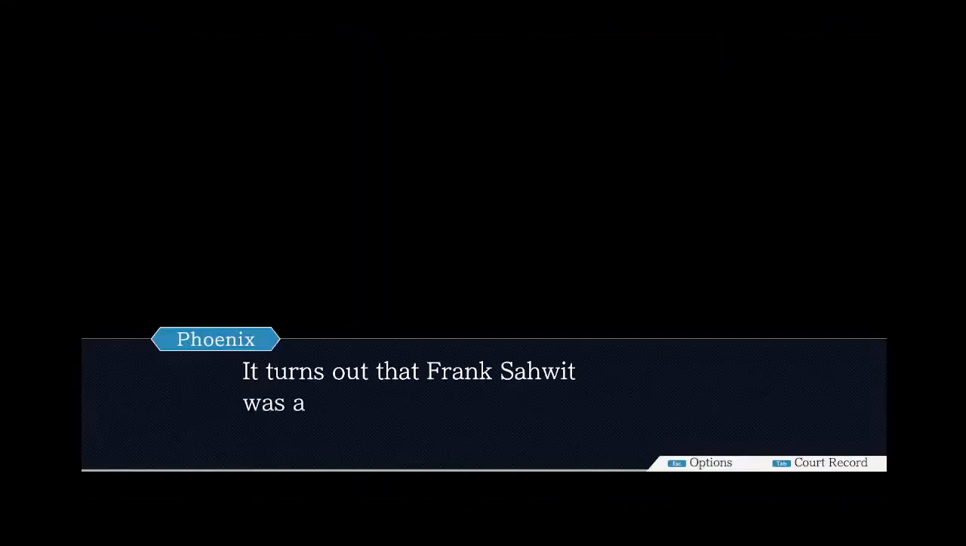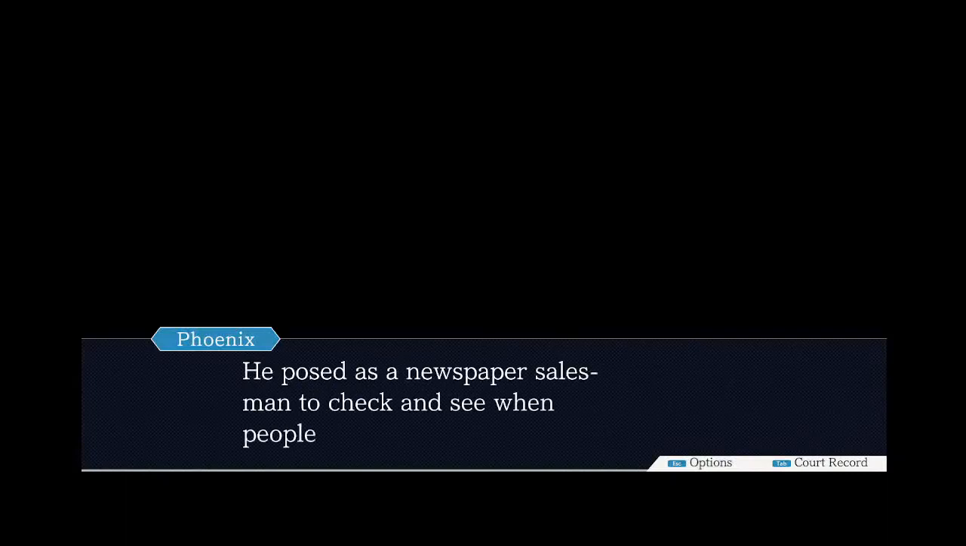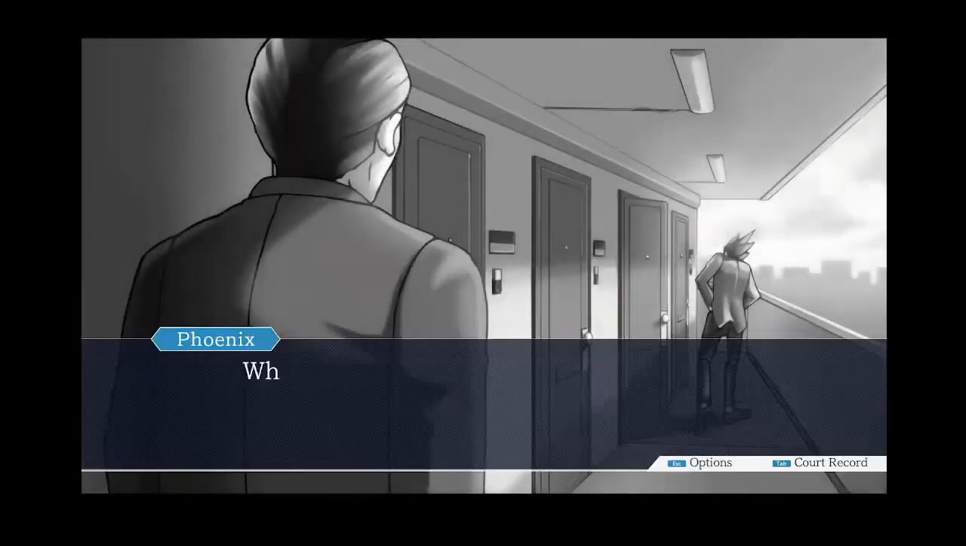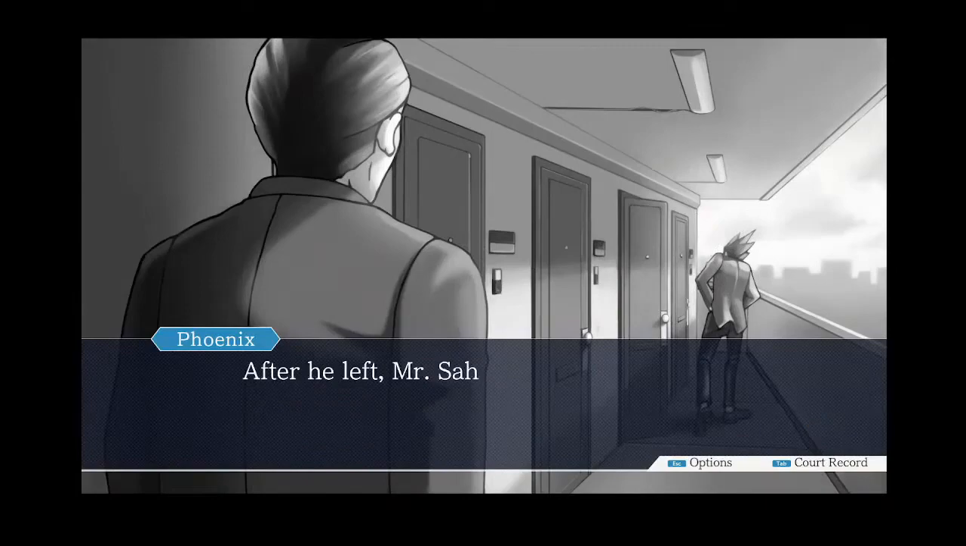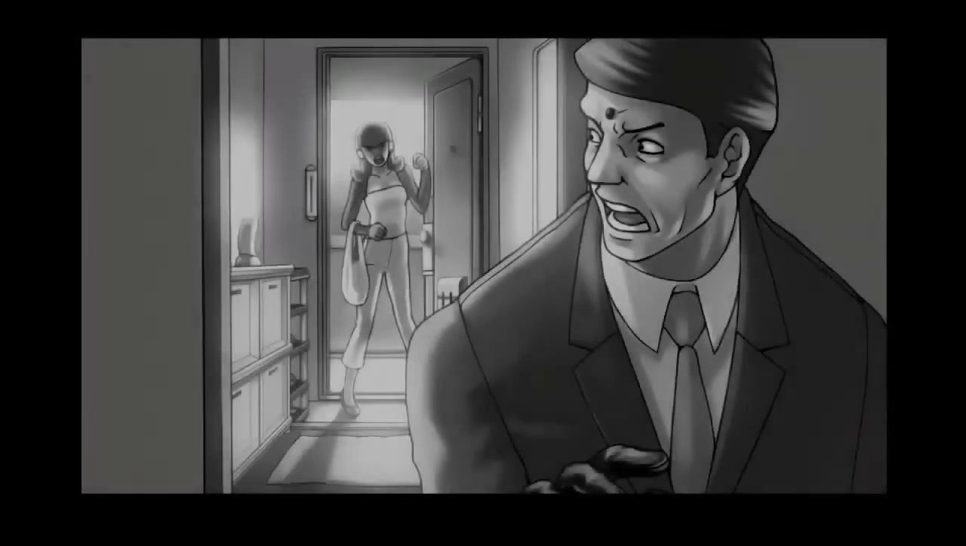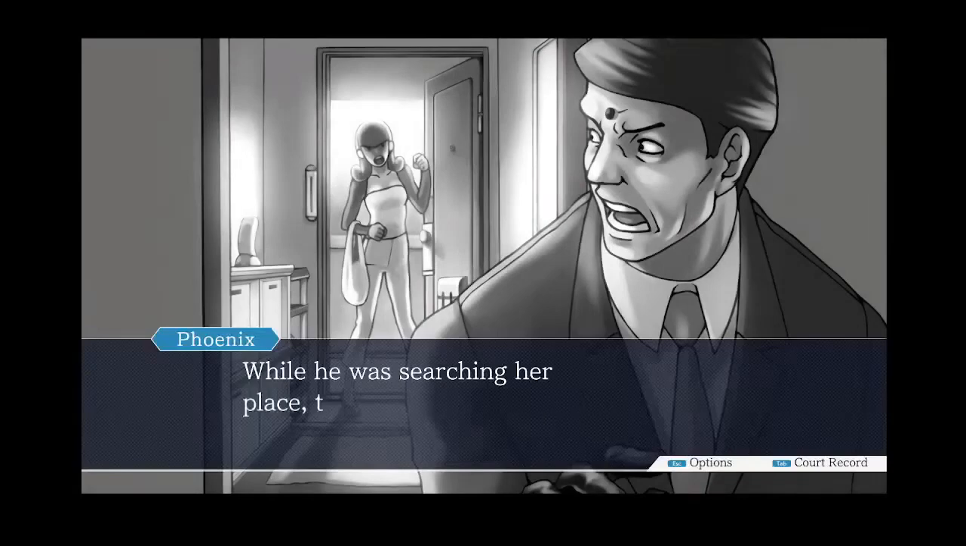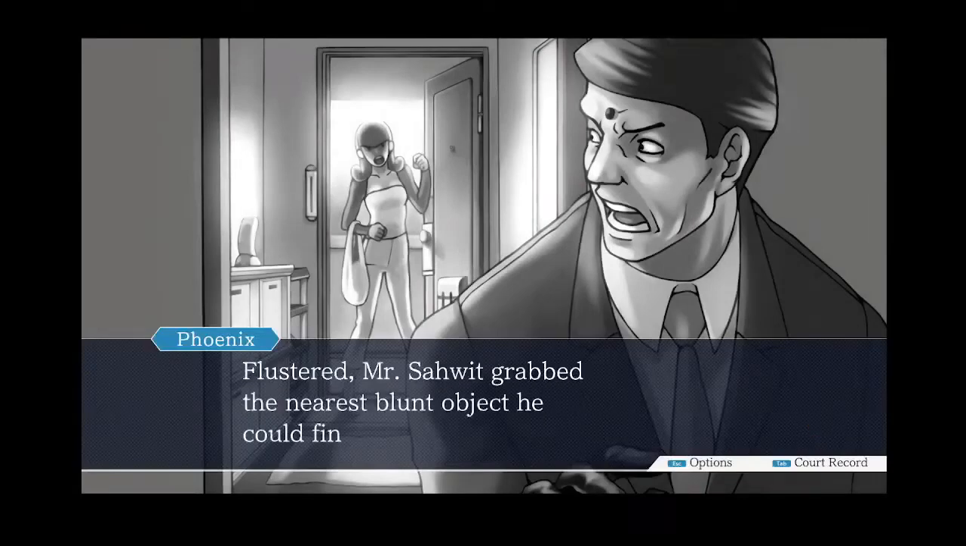It turns out that Frank Sawyer was a common burglar. He posed as a newspaper salesman to check and see when people were out of the houses. That day, when Larry went to her apartment, the victim wasn't home. After he left, Mr. Sawyer let himself in to do his dirty work. While he was searching her place, the victim returned. Flustered, Mr. Sawyer grabbed the nearest blunt object he could find.